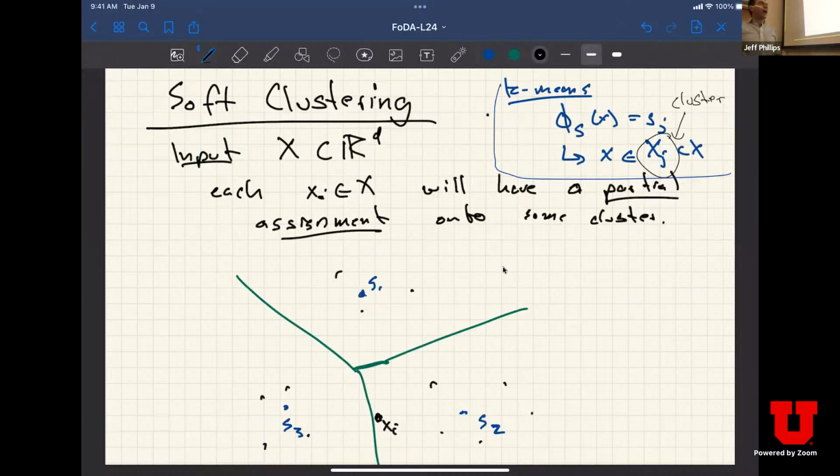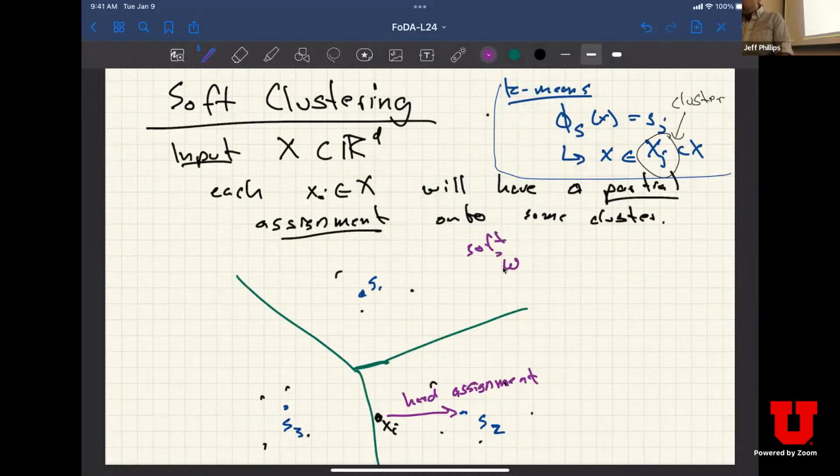By the hard clustering formulation, the hard assignment of xi would be that it's exactly in this cluster S2, and that's where it is. But from a soft assignment perspective, we say, well, it's pretty close to the boundary between S2 and S3. So it's not clear whether it should be in S2 or S3. So I might want to say, well, I'm going to partially assign it to S2 and partially assign it to S3.